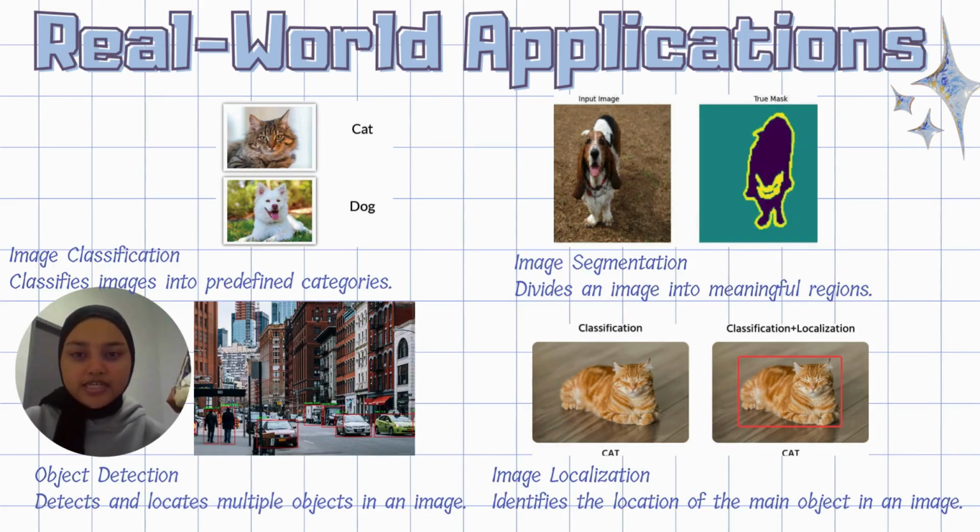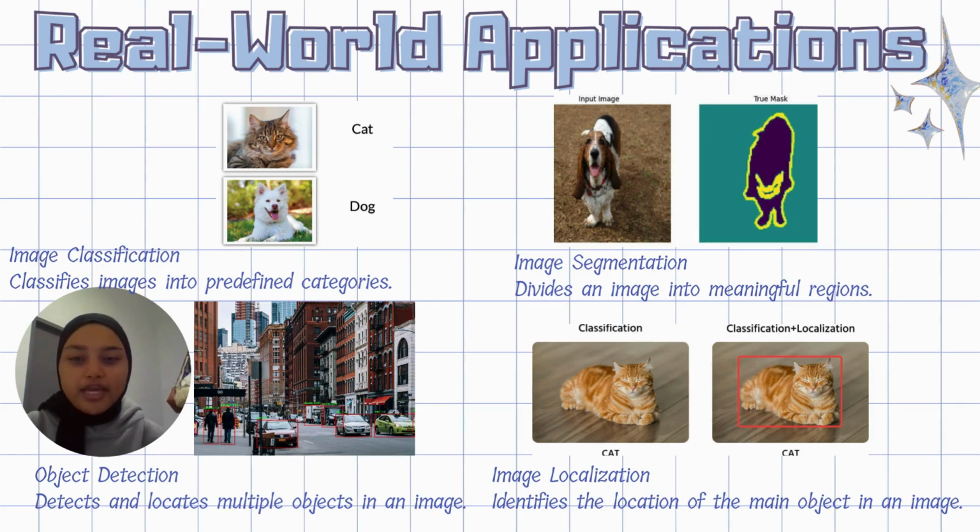Now I will explain some real-world applications of deep learning in computer vision. The first application is image classification. It classifies an image into a specific category. For example, if we input a picture of a cat, the model predicts a cat. And if it's a dog, it will predict a dog.